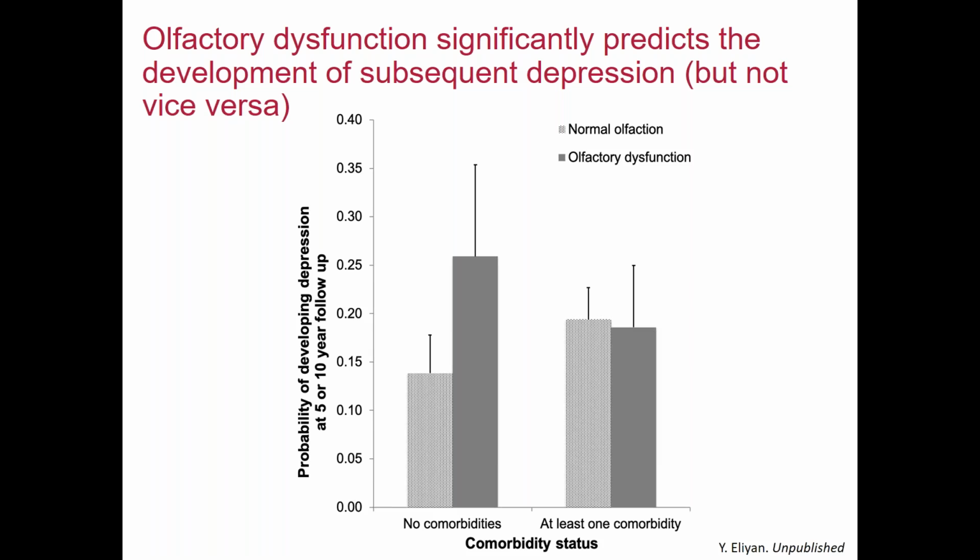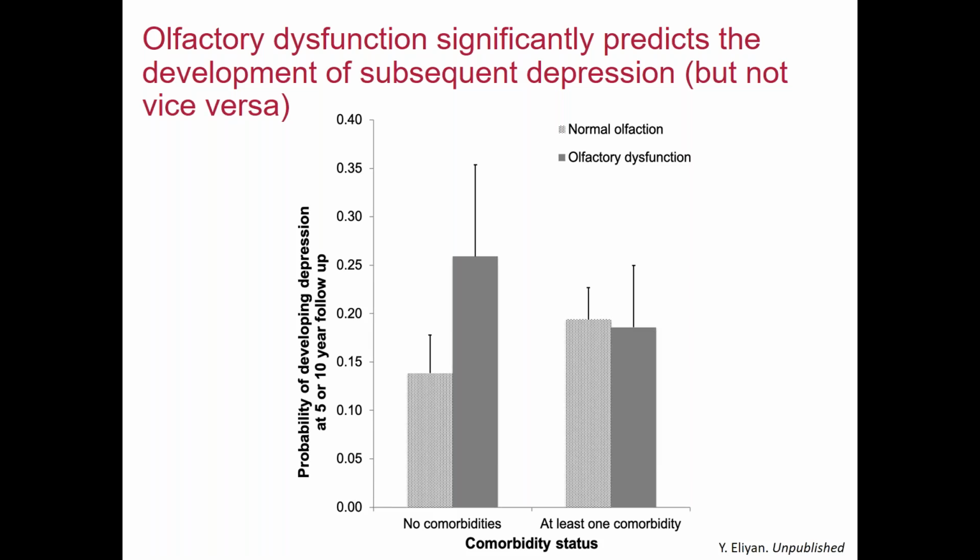We also looked at something interesting, which is, can olfactory dysfunction predict mental health? So Yazan Alayan, a talented medical student in our group, was able to show that olfactory dysfunction significantly predicts the development of subsequent depression, but not vice versa, because there's this idea that when you have a loss of sense of smell, you have decreased pleasure, and so that might increase depression, but also depression is a disease of the nervous system. So could depression actually affect olfaction?